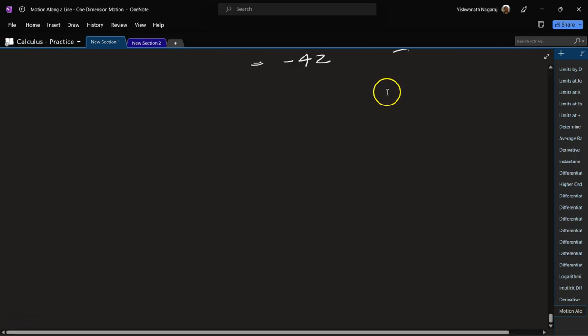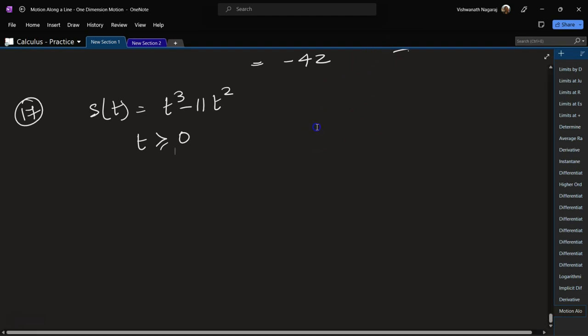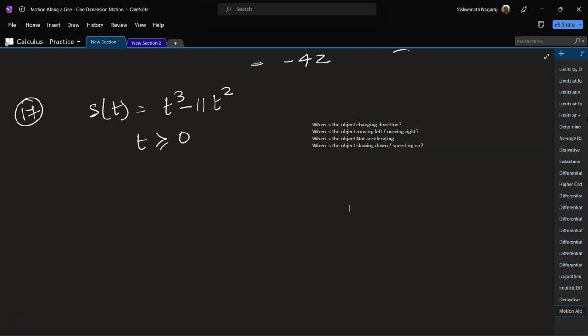Okay, so now let's look at the 17th problem. S of t is given as t cubed minus 11t squared, t is greater than or equal to 0, right? And again, we have to figure out the same old thing. We require v of t, so let's differentiate: 3t squared minus 22t. We require acceleration, so a of t is equal to 6t minus 22.